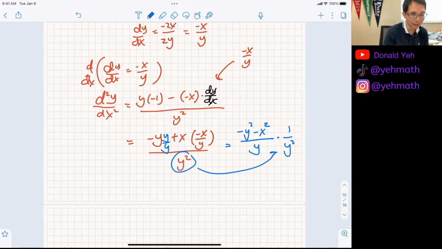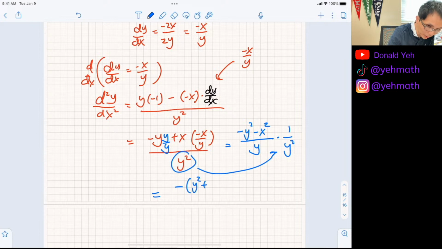The top is like an integer plus a fraction. In order to combine, I need to have a common denominator. It's like 2 plus 1/3. I need to change to 6 over 3 plus 1 over 3. Am I going too fast? It's okay? So that's equal to negative. I'm factoring out a negative sign. There's a reason for that. y squared plus x squared. Hold on, I'm almost finished.